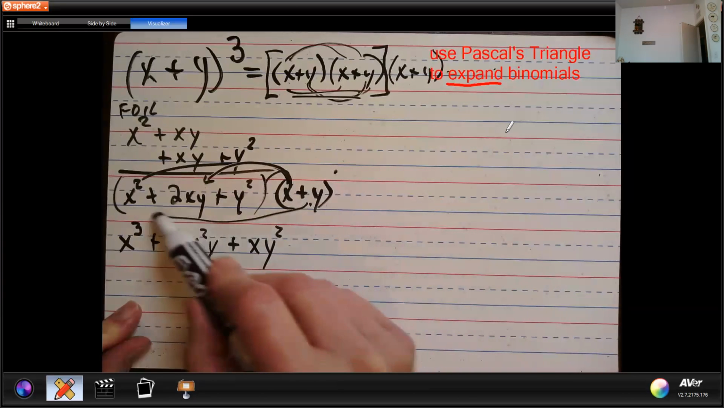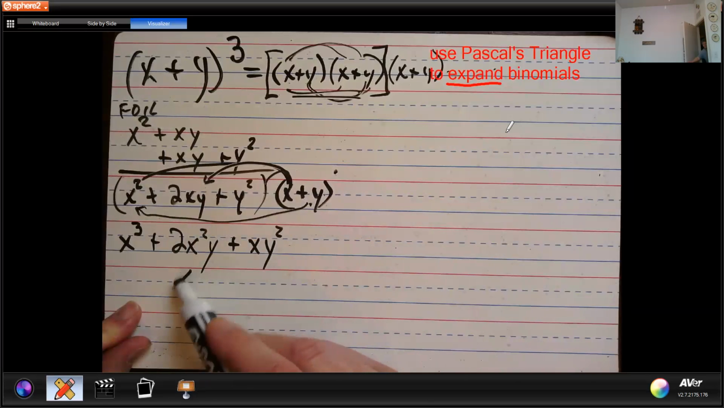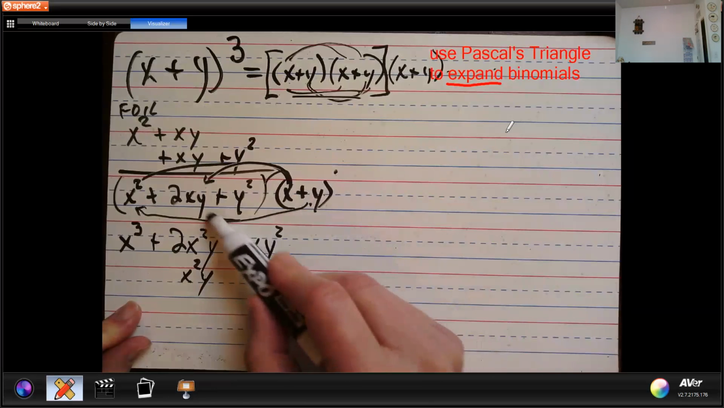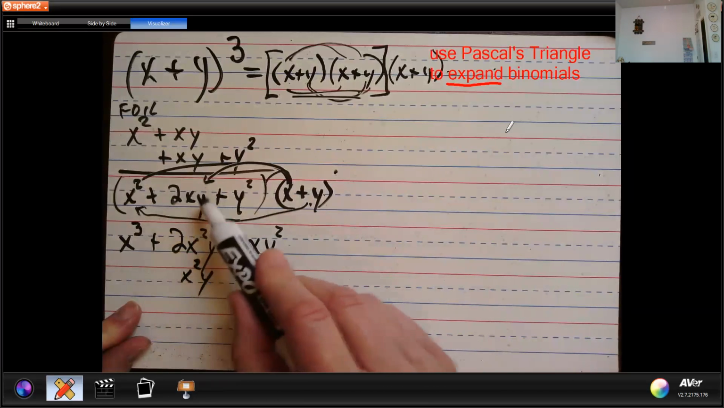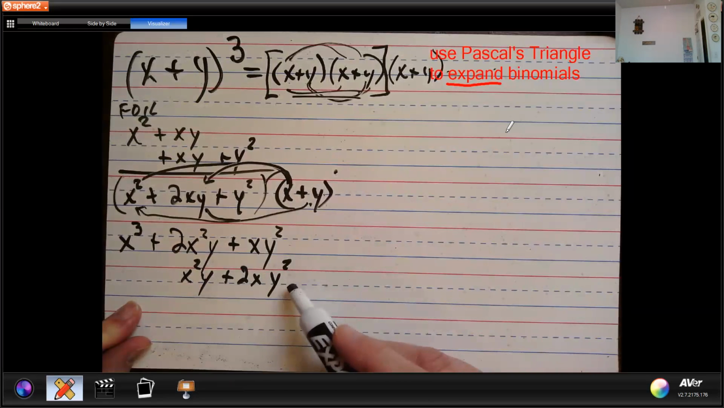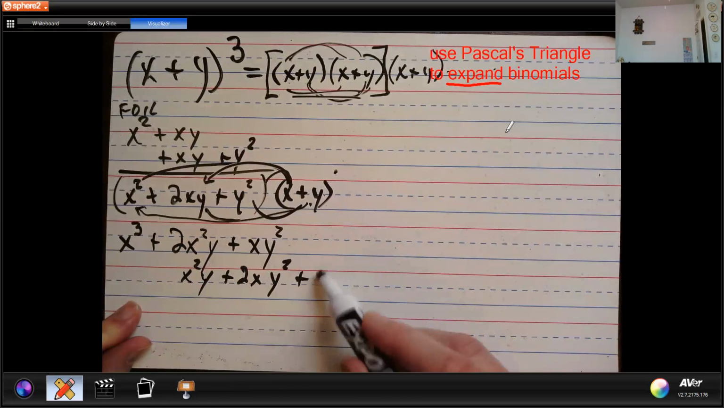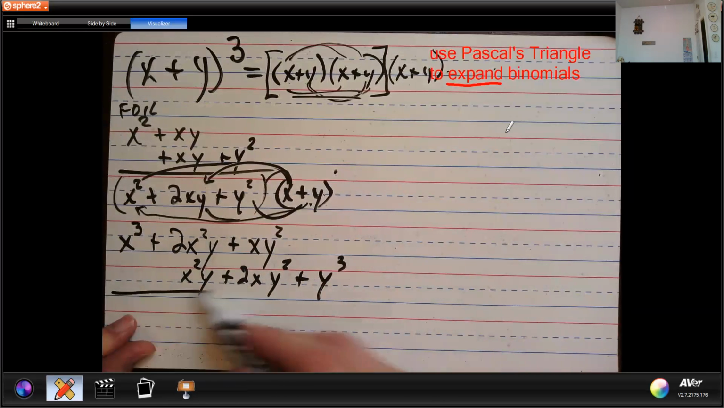Now I have to take the back one, the last y, times all 3 of these. So I start over here: y times plain old x squared would be x squared y. How about y times 2xy? Well, the 2 doesn't change, the x doesn't change, but the y becomes y squared. And then y times that would be y to the third. You with me?